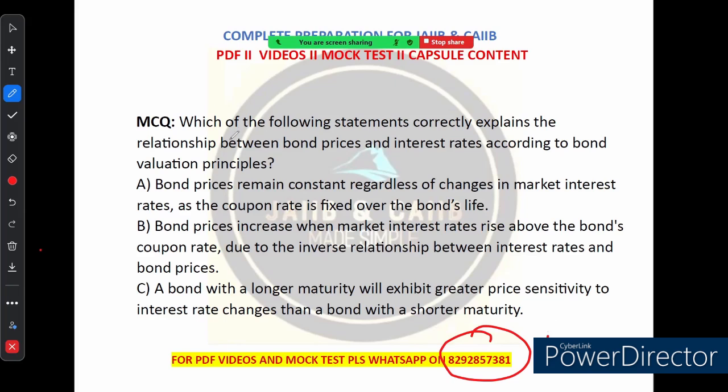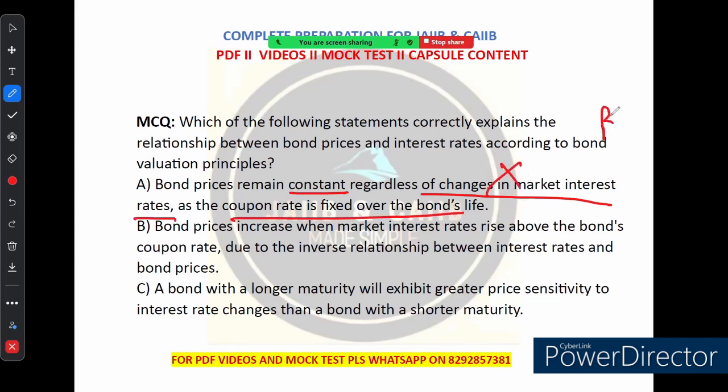Now let's move on to our next question, which is on bond valuation and interest rate. The question is, which of the following correctly explains the relationship between bond price and interest rate according to the bond valuation principle? Option A says that bond price remains constant regardless of the change in market interest rate, as the coupon rate is fixed over the bond life. This is incorrect, because bond price adjusts to reflect changes in market interest rate even though the coupon rate remains constant.